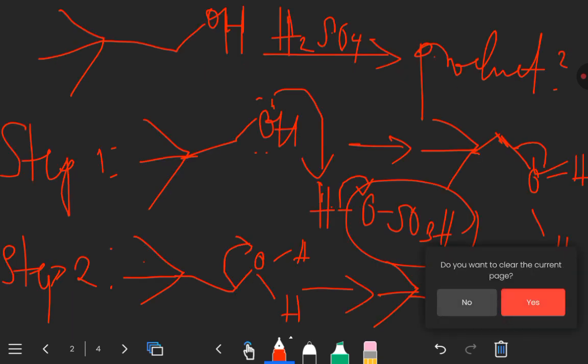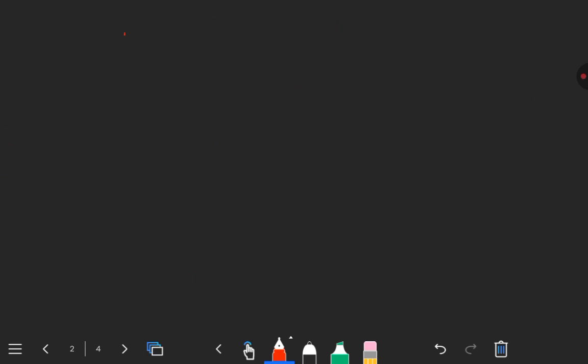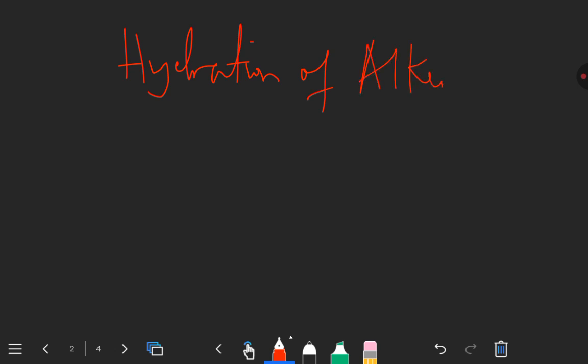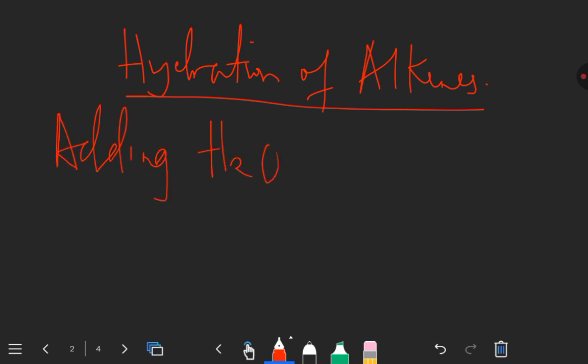Or let me erase this. So now let's do hydration. Hydration of alkenes. Okay, so with hydration of alkenes, you are simply forming an alcohol from an alkene. So we are adding water to an alkene.